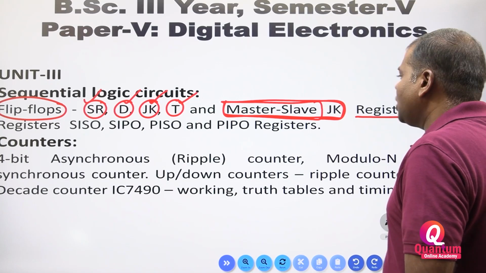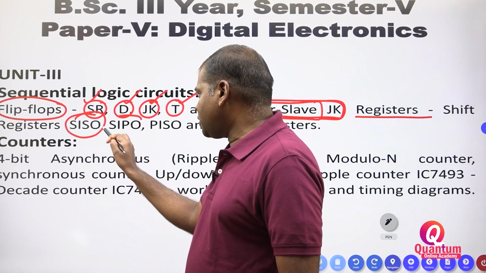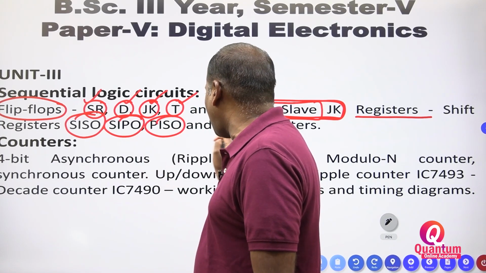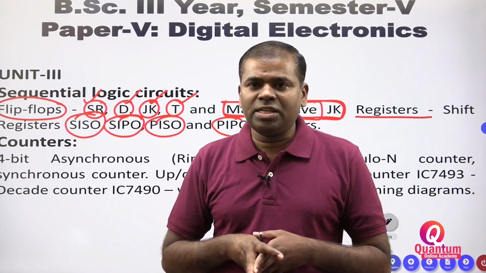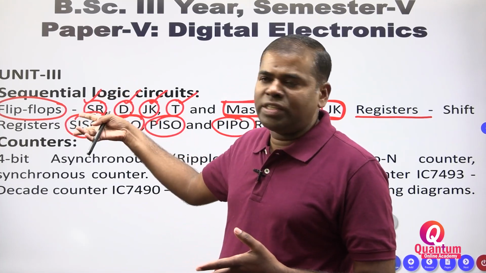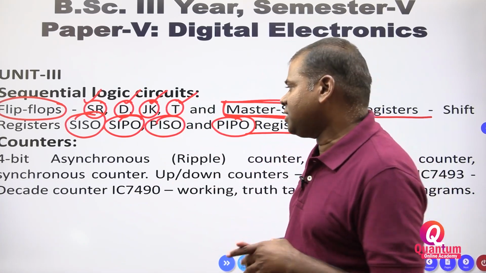Next, registers. Shift registers are there. In the shift register, serial in serial out, serial in parallel out, parallel in serial out, parallel in parallel out registers are there. 4 types of shift registers are there. Only 2 questions are there in sequential logic circuits. One is the flip-flop, another one is the register.